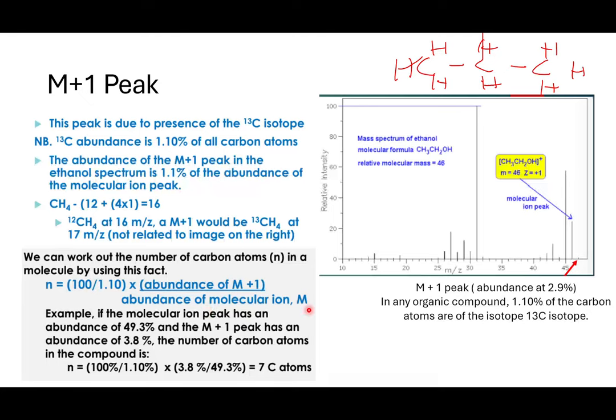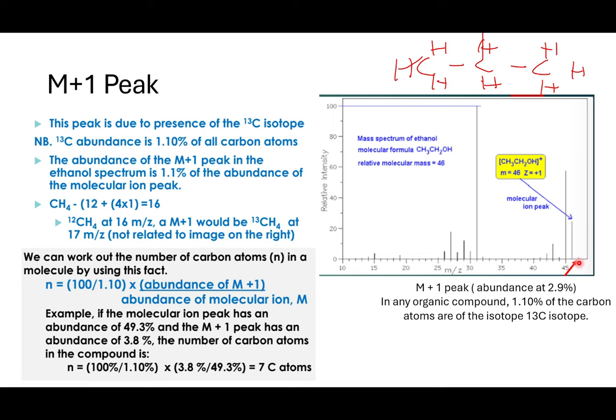But I'm not sure if I answered your question. If I didn't, could you rephrase it? Yes, sir, you did. So that's how you get something with a higher mass-to-charge ratio. It's basically just an isotope of the molecular ion. Yeah, it would be.